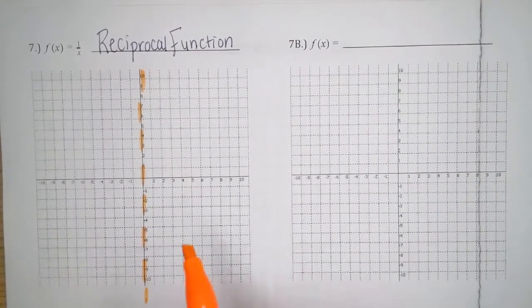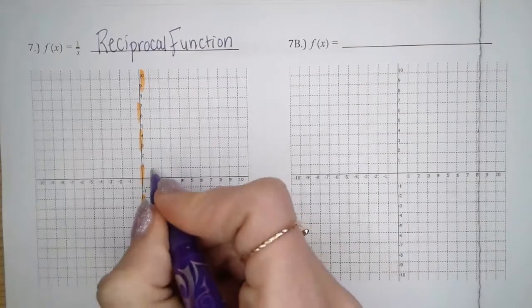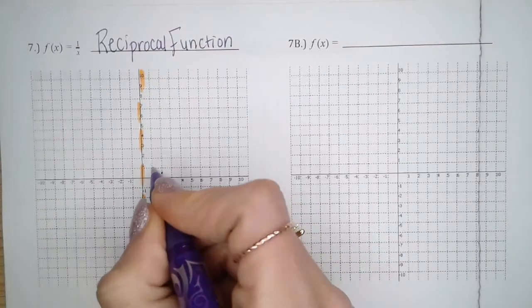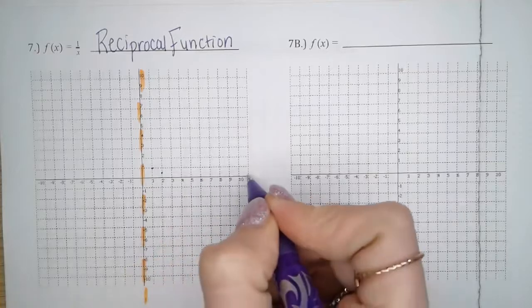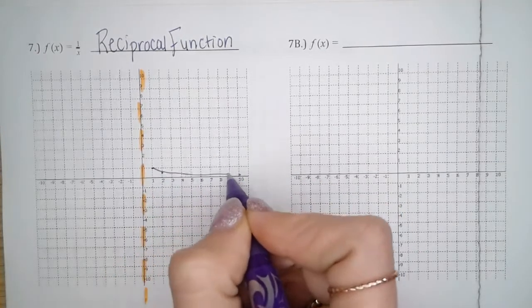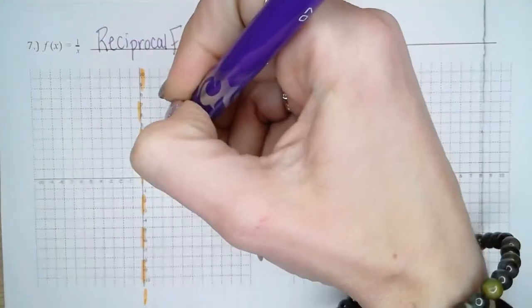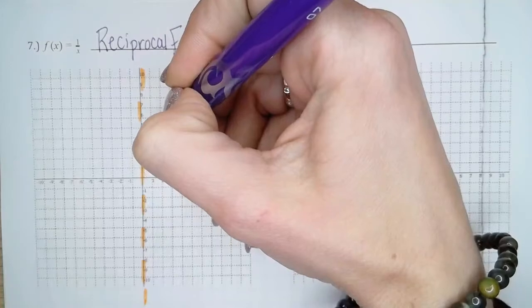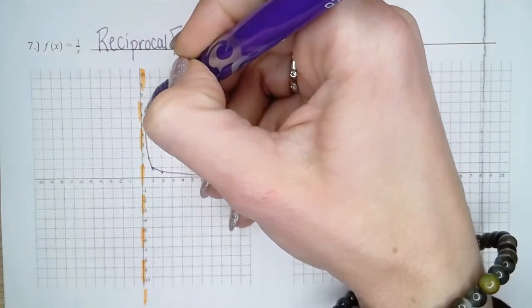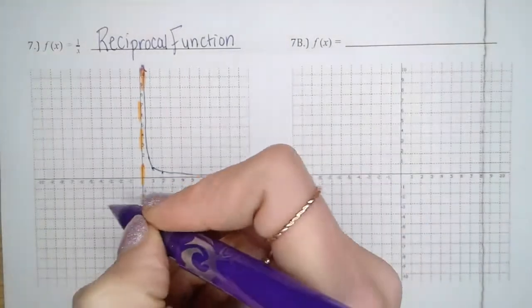Okay, next, as x gets bigger, if I plug in 1, I'm going to get 1. If I plug in 2, I'm going to get a half, a third, a fourth, a fifth, 1/10. So this branch is just going to get closer and closer to the x-axis as x gets bigger. And if I plug in a half, I'm going to get 2. If I plug in a third, I'm going to get 3. Fourth, I'll get 4, and so on. So that branch will keep getting closer and closer that way.